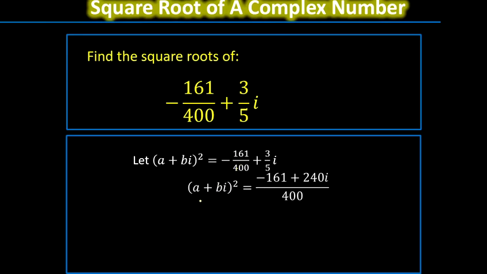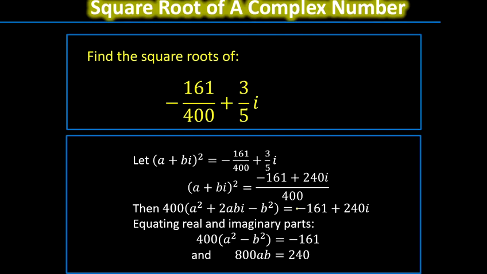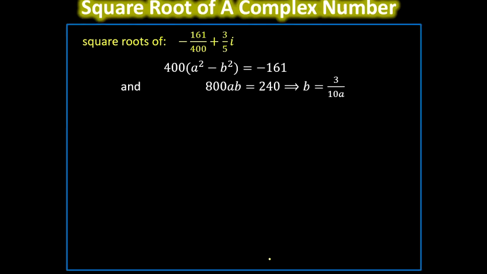If I expand the left side and cross multiply this by 400, I've taken the LCM on the right side just to make my comparison simple. So 4a square minus 400a square minus 400b square is negative 161, like this. And the imaginary part is 4 times 2, which is 800ab, and here we have 240. So can I say b equals, with cross multiplication, 240 over 800, so you get 3 by 10, positive.